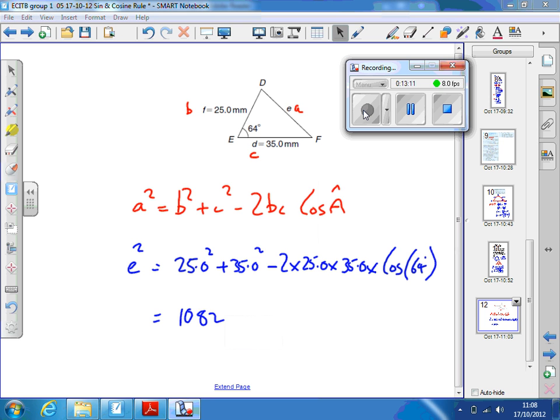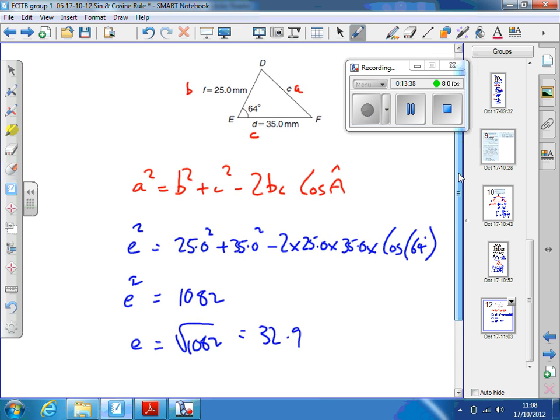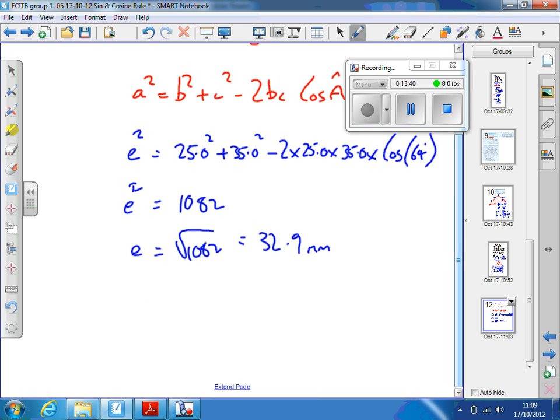The answer comes to 1082, but that's not E, is it? That's E squared. Remember that pitfall I mentioned? E is actually the square root of it, which is 32.9. So 32.9, or 33 to 2 significant figures. And the unit, I think it was given in millimetres. So millimetres, 3 significant figures.